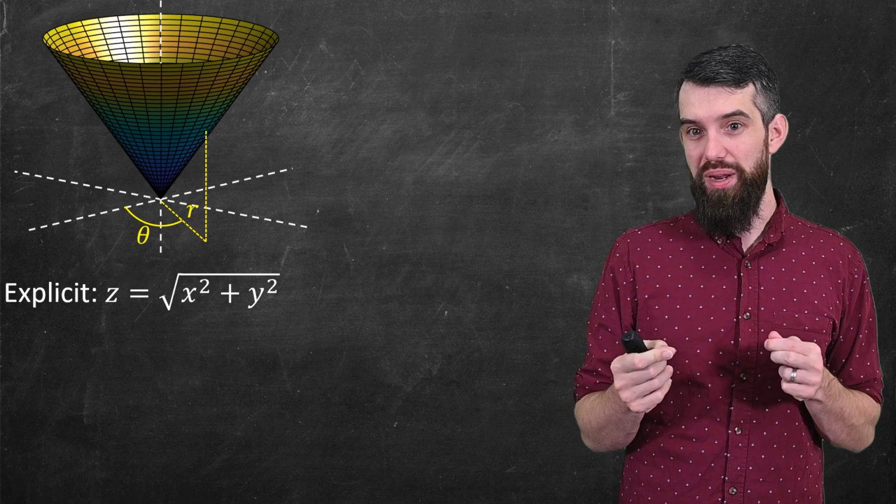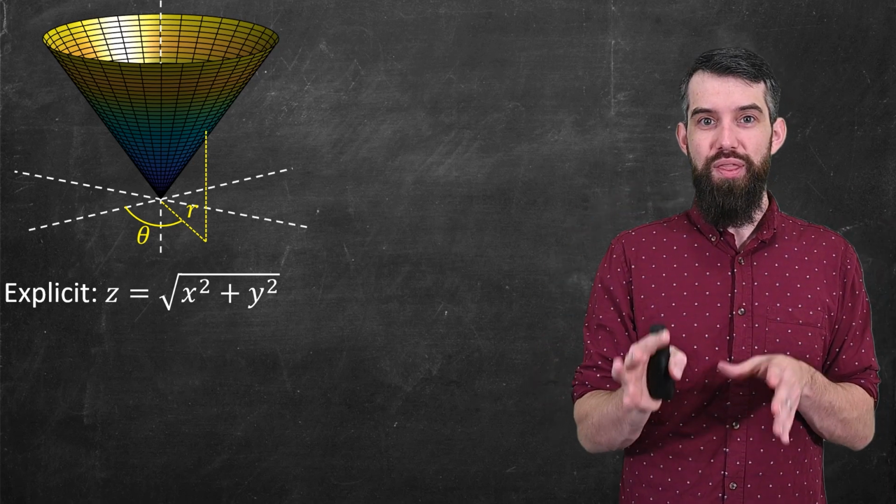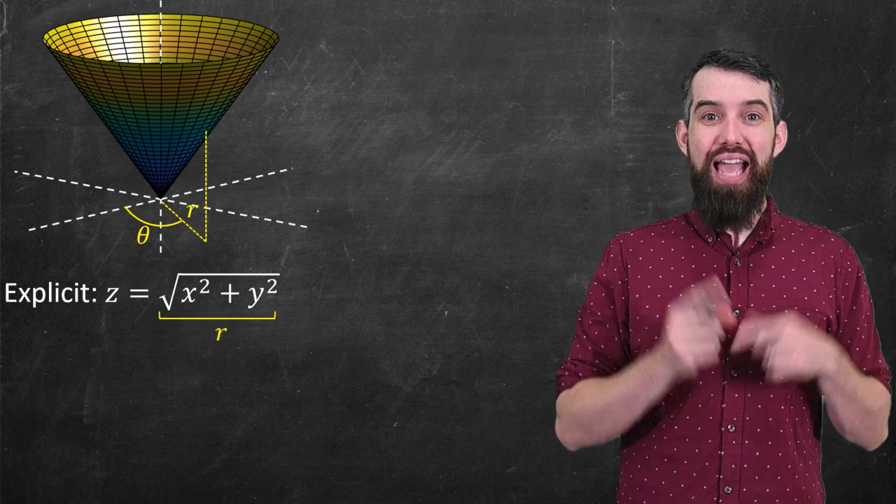Because my explicit formula was z equal to square root of x squared plus y squared, could have been anything, but that's what I've chosen. This happens to be the exact same thing as r.